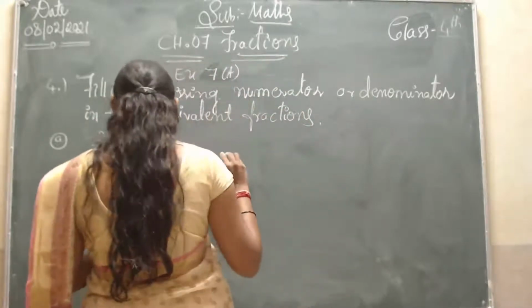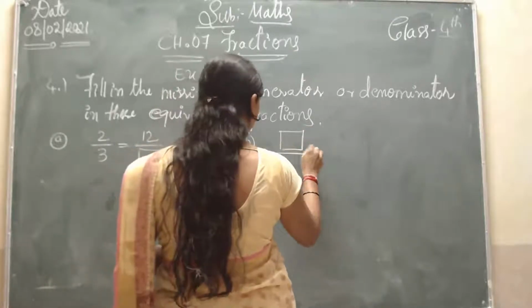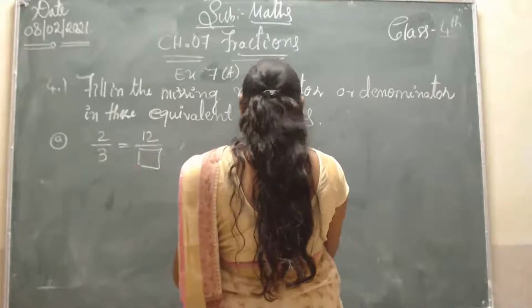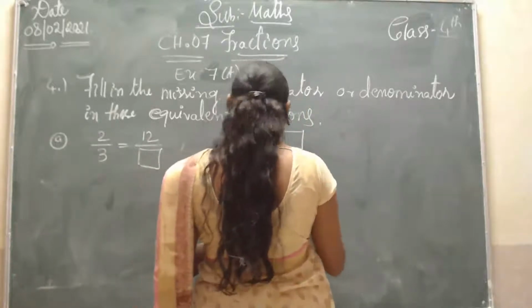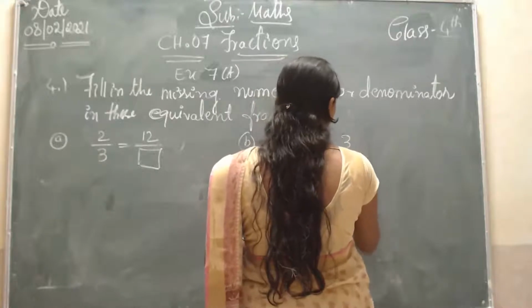So next question, question number B. The empty box means the missing number. The denominator is 7, and the numerator is not given. Next, 3 by 20 is given.